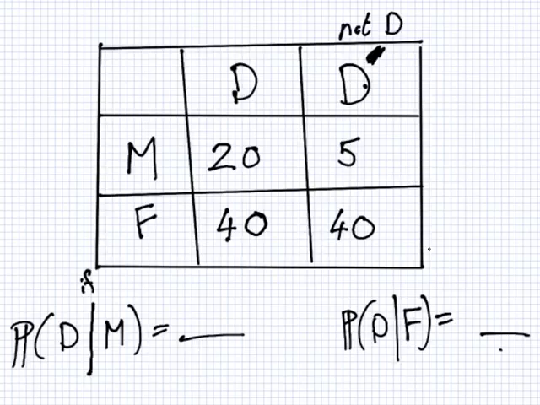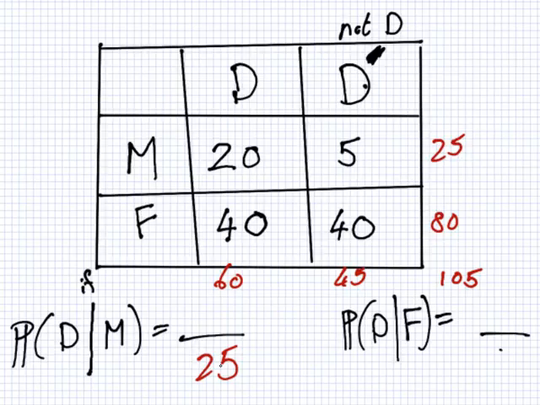So before you even start, you should calculate totals here, okay? Yeah, so here, 25 here, 80 here, 60 here, 45 in here, 105. Right, if they're male, there's only 25 of those. What's the probability that the disease will be present? 20, which is 80%. And then female, there's how many? 80 females. And how many have the disease? 40, so as a percentage it's 50% then.